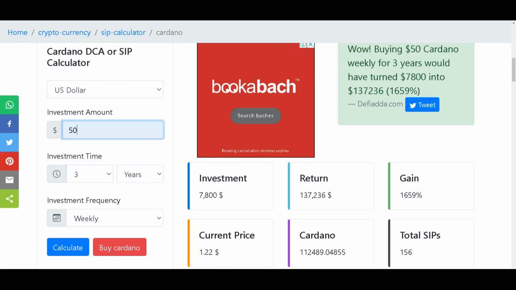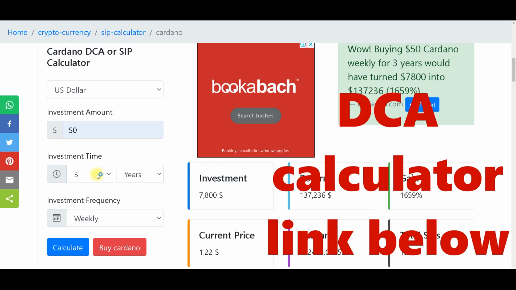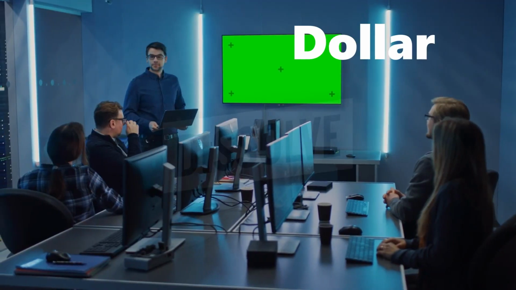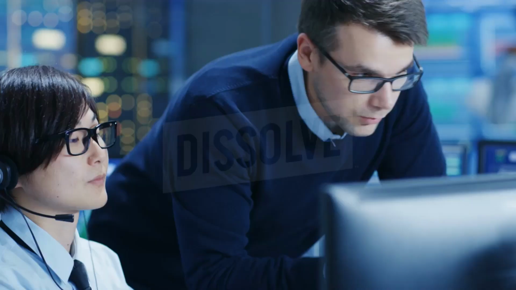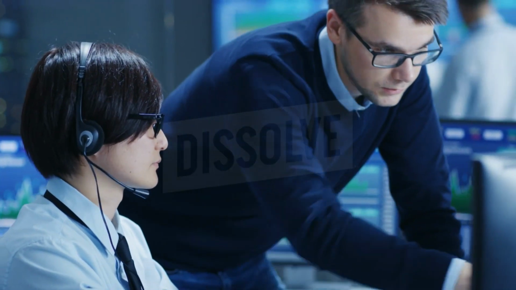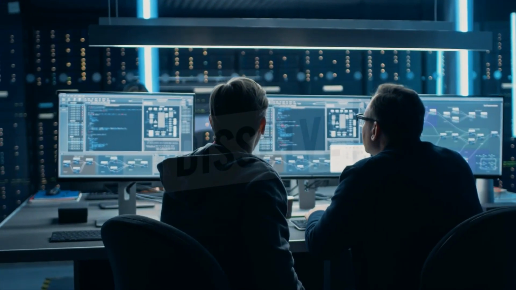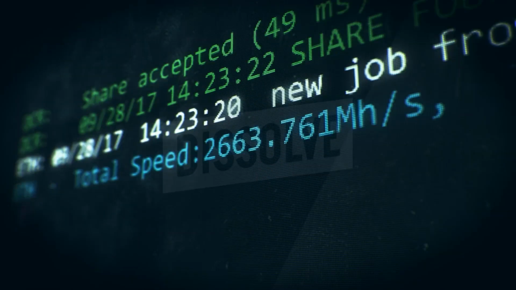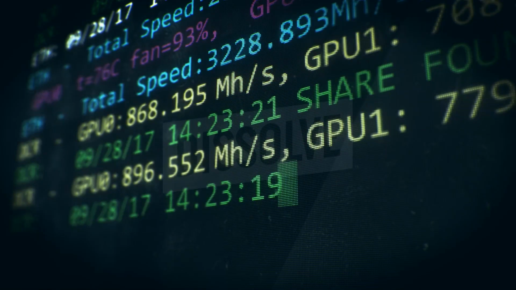So the calculator we're gonna use today is Cardano DCA, or the SIP calculator. DCA simply stands for dollar cost averaging. Dollar cost averaging is an investment strategy in which an investor invests a small amount of money periodically on a weekly or monthly basis to avoid the impact of volatility on his or her overall purchases. These purchases occur at a fixed period, which reduces the huge effort in tracking the market for better buy prices.